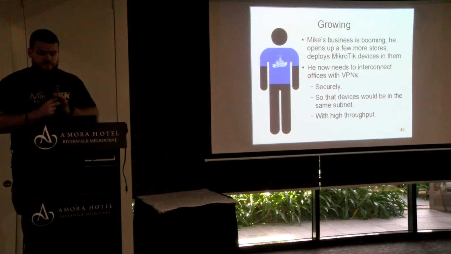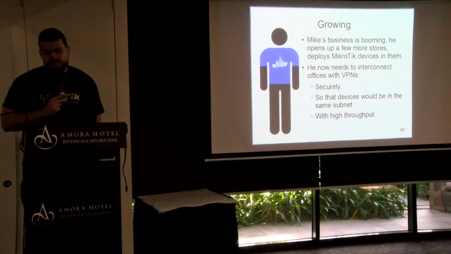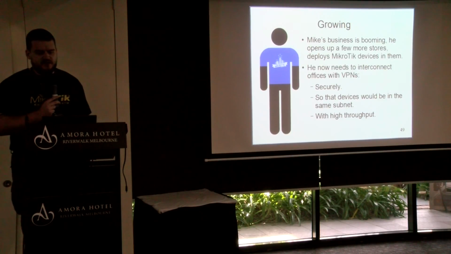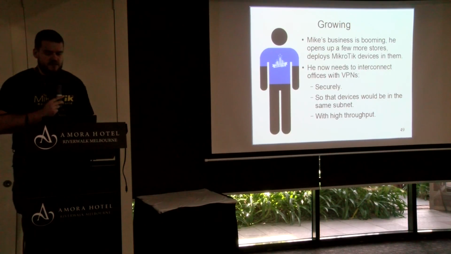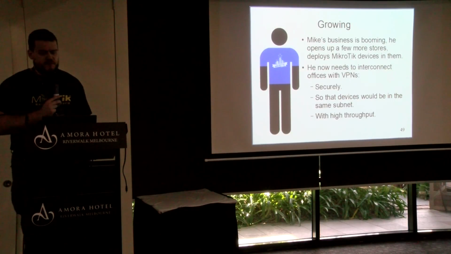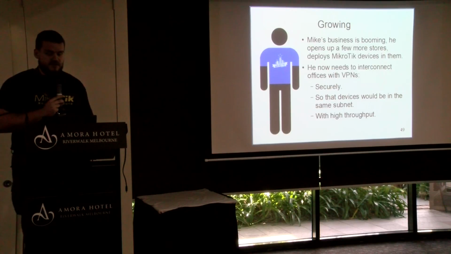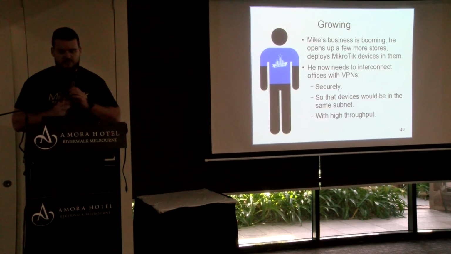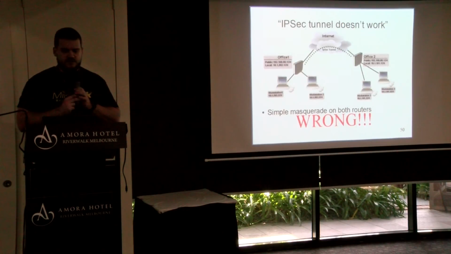Mike's business is booming. He opens a few more stores and deploys MikroTik devices in them. Now he needs to interconnect offices with VPN securely. The devices should be in the same subnet and with high throughput. Of course, security comes first.